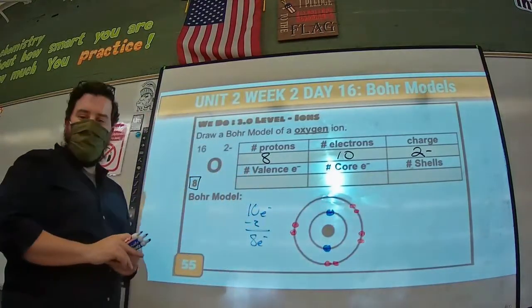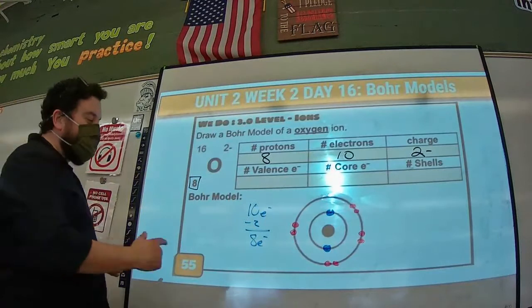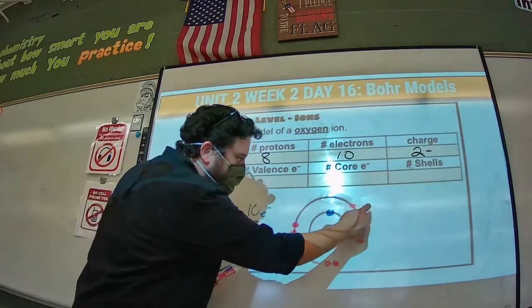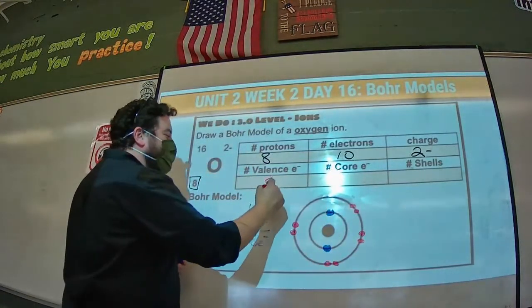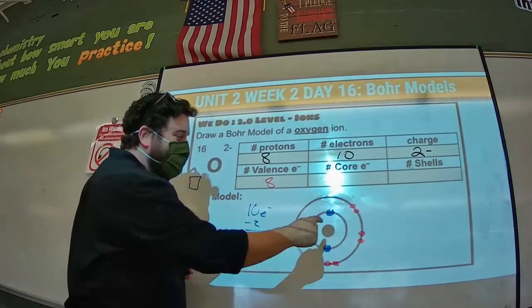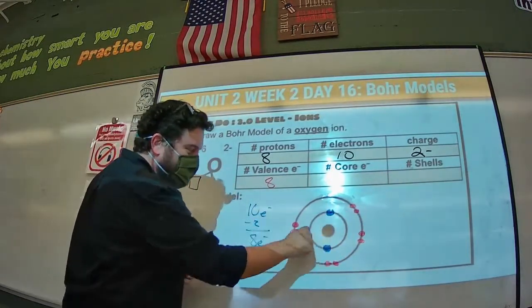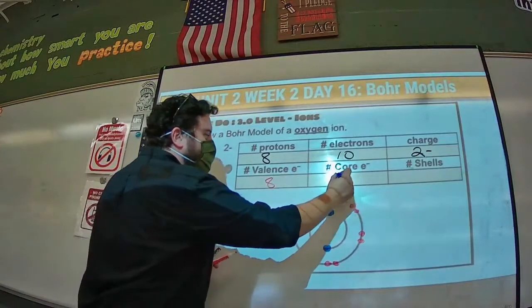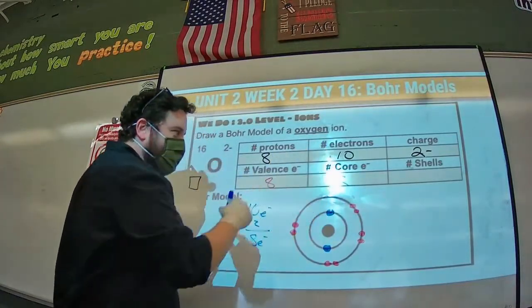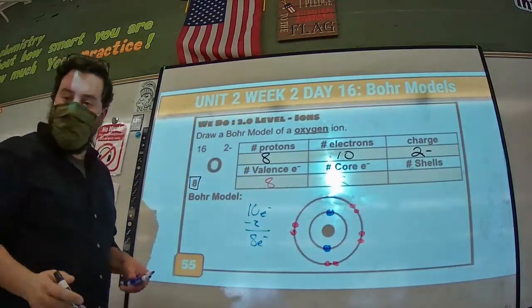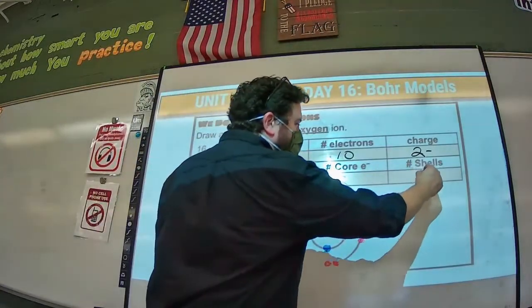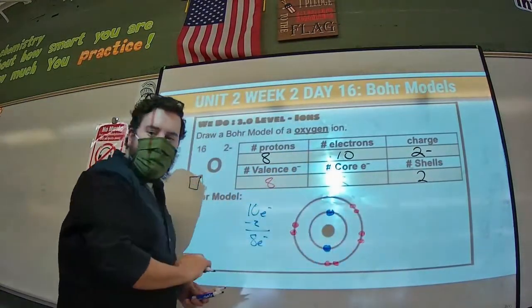So now we can count our core and valence electrons. Valence are in the outermost shell. I have 1, 2, 3, 4, 5, 6, 7, 8. 8 valence electrons. Core electrons are between the outermost shell and the nucleus. So that's this shell. There are 2 core electrons. 8 and 2 makes 10. The number of shells I used to create this model is 2. The first shell and the second shell.